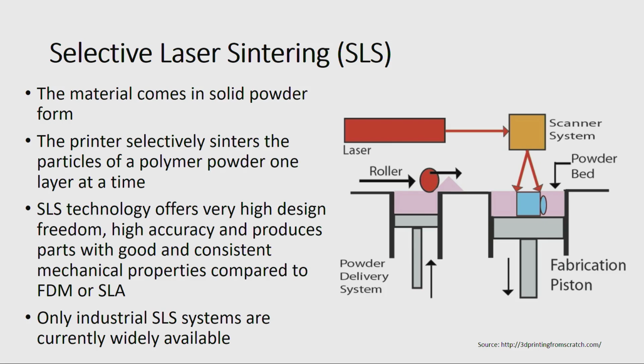Next is selective laser sintering, in short called SLS. The material comes in powder form, so it will be in solid powder form. In SLA stereolithography, which we discussed just before, the material comes in liquid form. Here in SLS, the material is coming in powder form.